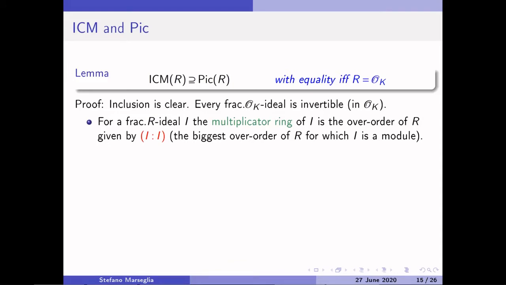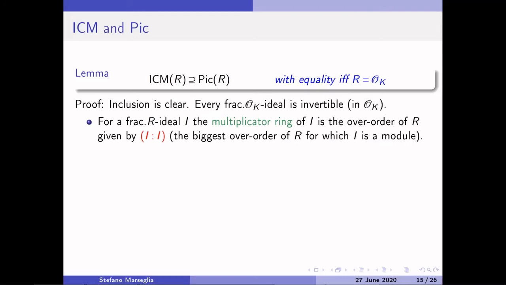And in order to describe the situation in the general case, I need also this concept of multiplicator ring of a fractional ideal. So take any fractional ideal I. To that, we can associate a ring. The ring is defined as the colon ideal (I : I). It's easy to prove that this is a ring. It clearly contains one, it's closed under addition and also multiplication. But one can also easily prove that this is an order. So in particular, it's going to be a ring that sits between R and the maximal order of the field. Okay, so this is the multiplicator ring.